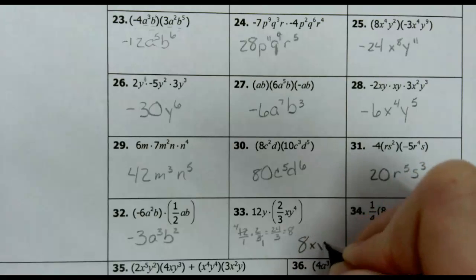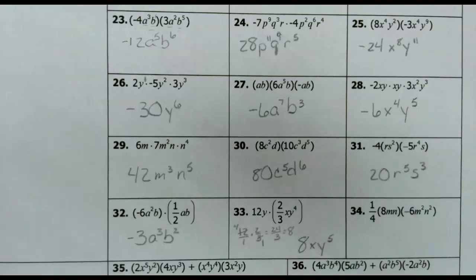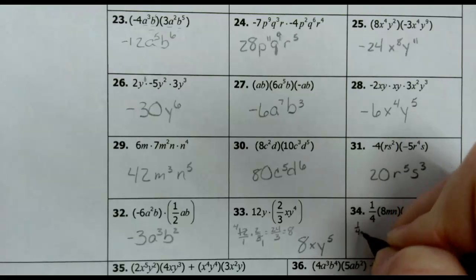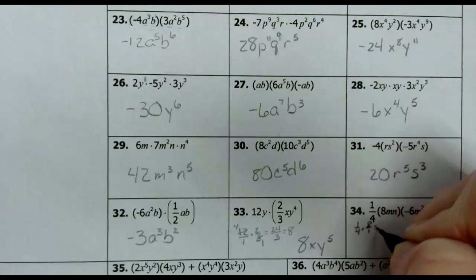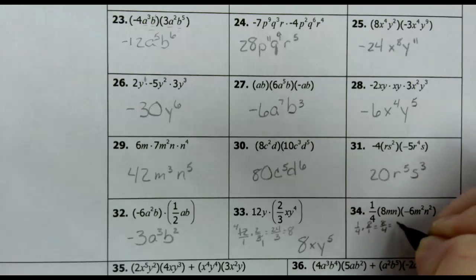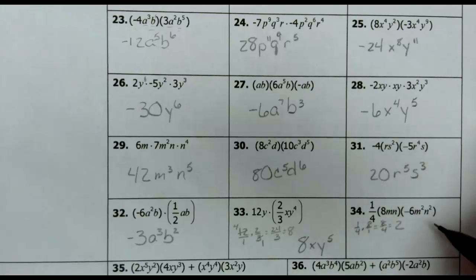And then I'd have x, y to the 5th. Now 34 is a little different in the fact that you have 3 numbers, but that's okay. You can kind of pick and choose how you want to put those together. I'm looking at a 1/4 of 8, and I have a -6. Well, 4 goes into 8 pretty easy, right? A 1/4 of 8. So 1/4 times 8, which would be 8 over 4, which is 2. And then I still need to multiply that times -6. So 2 times -6 is -12.